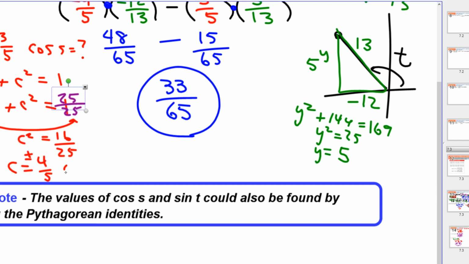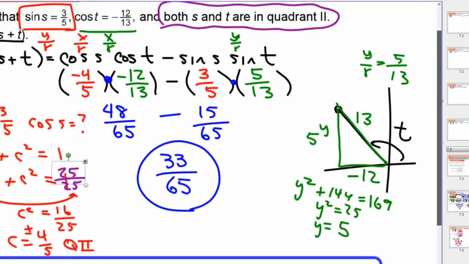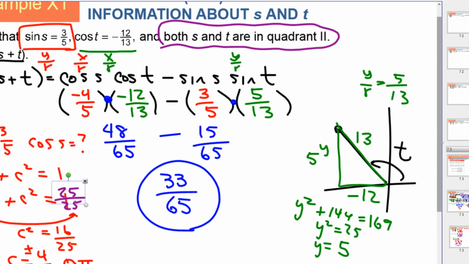We are in quadrant 2, so we would choose the positive version of that. So yes, you can do this without the picture by using those identities. I just find most people would rather draw the picture than use the identity, but maybe you'd rather use the identities. Okay, you can do that totally.